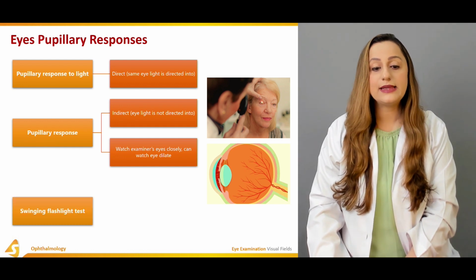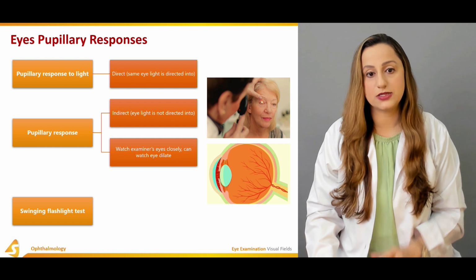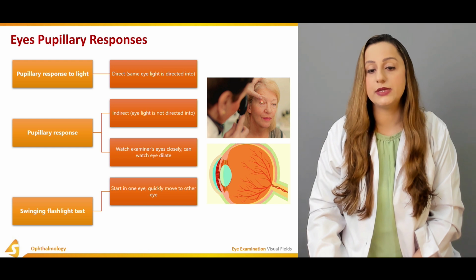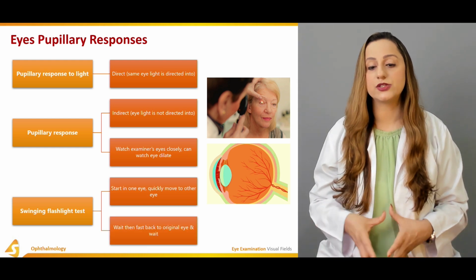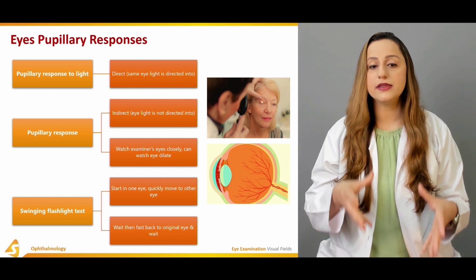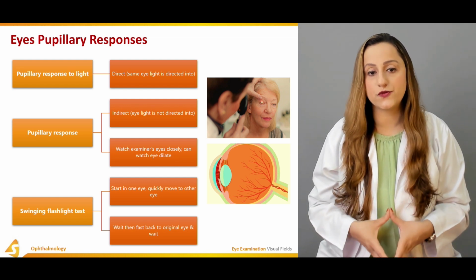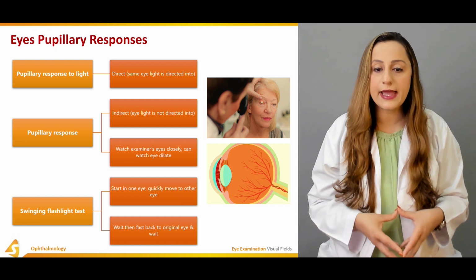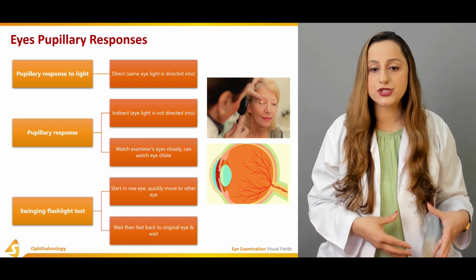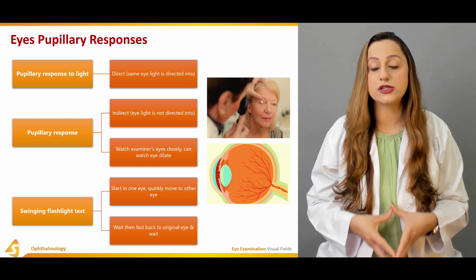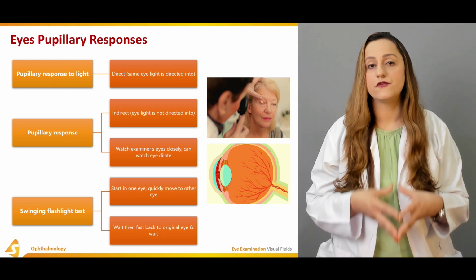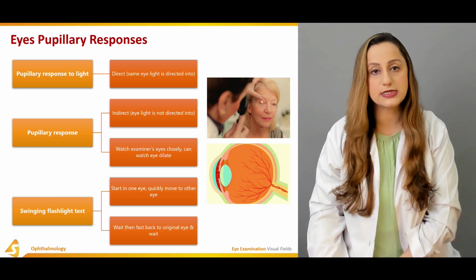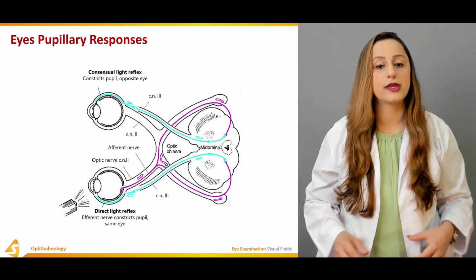section as well. Then we have the swinging flashlight test over here, and that is sometimes performed. Basically, start in one eye, quickly move to the other eye and wait, then fast back to the original eye and wait. So these are the three primary tests that are performed for the examination of the eye pupillary responses: the direct pupillary response, the indirect pupillary response, where the eye is not the one the light is directed into, and then the swinging flashlight test that is performed for the examination of the pupillary responses in that particular patient that we're talking about.